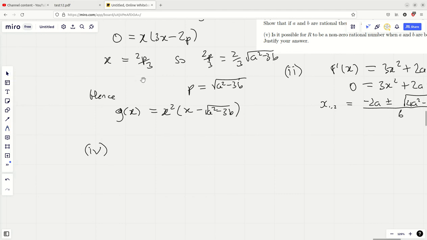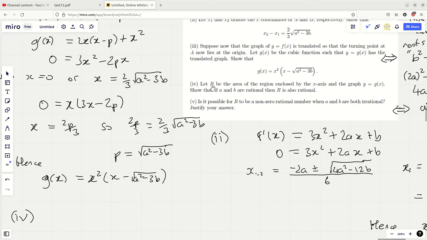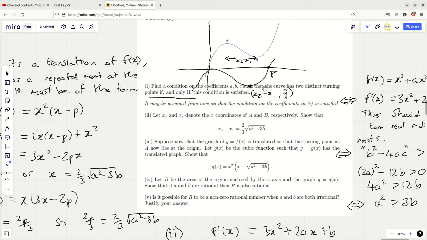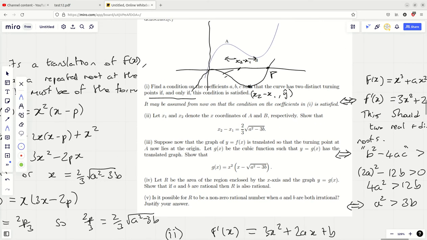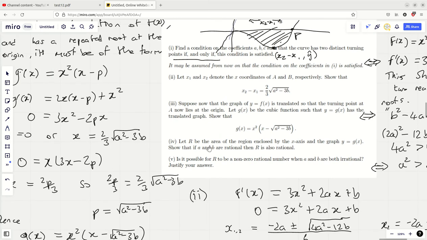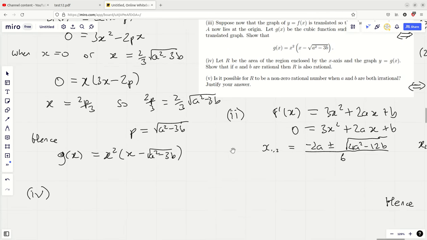What have we got here? Here we are. R is the area enclosed by the region, by the x-axis, and the graph y equals g of x. So R is this region here. And they want us to show that if a and b are rational, then R is also rational.